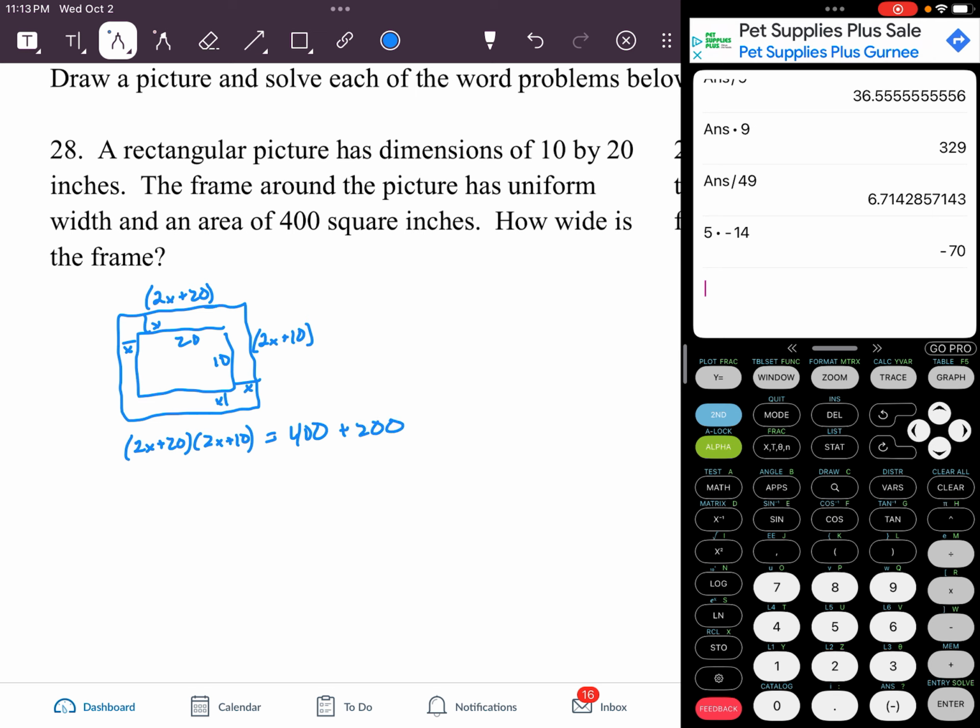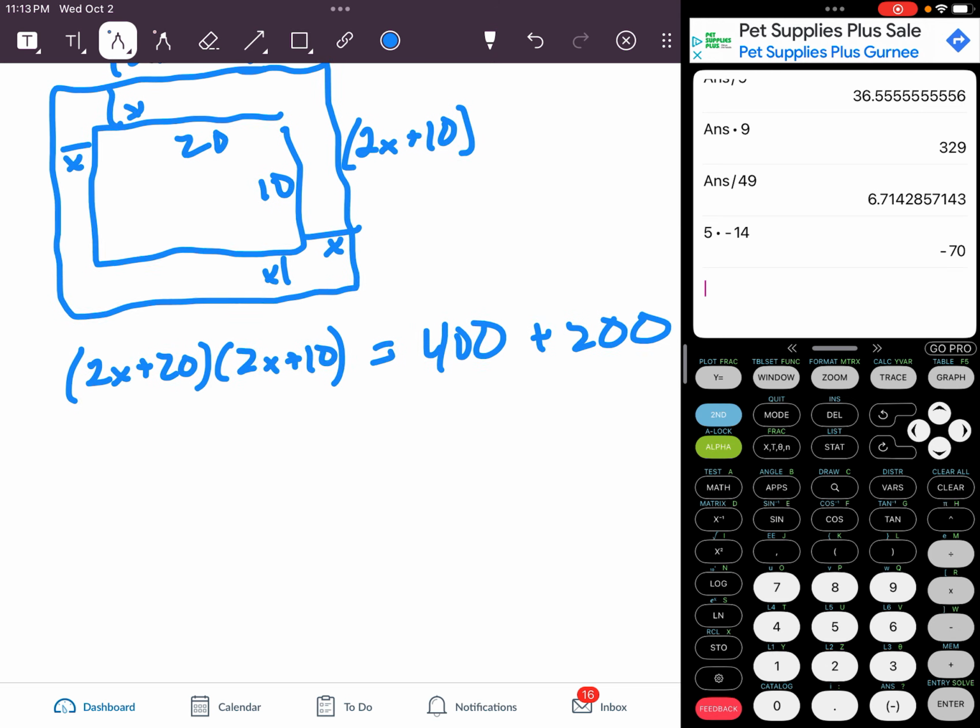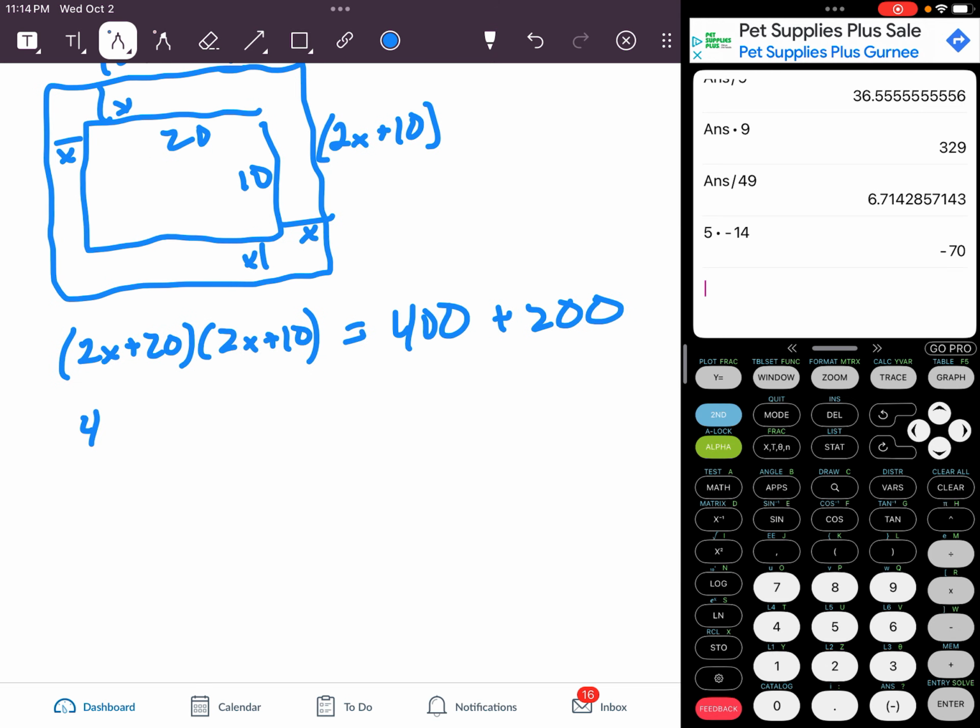Now we're going to figure out our equation. So we did the picture. We're starting in the equation, which is indicator 3.2. So 2x times 2x is 4x squared. 2x times 10 is going to be 20x. 20 times 2x is 40x. And 20 times 10 is 200. 400 plus 200 is 600.